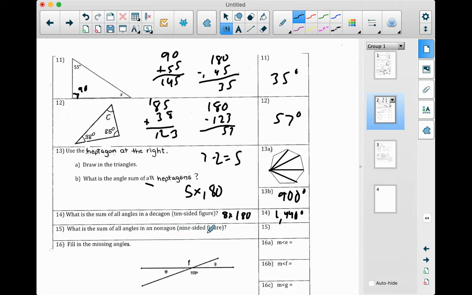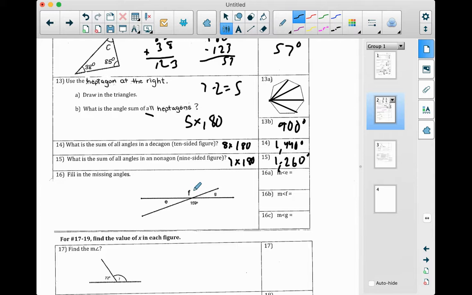For a nonagon, that's a 9-sided figure, same thing. So 9 minus 2 is 7. 7 triangles times 180 is 1,260. 1,260 degrees in a nonagon.